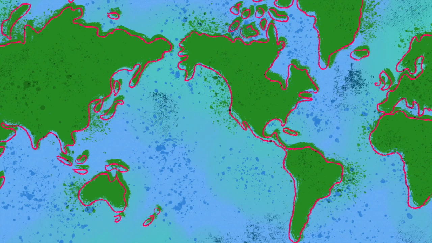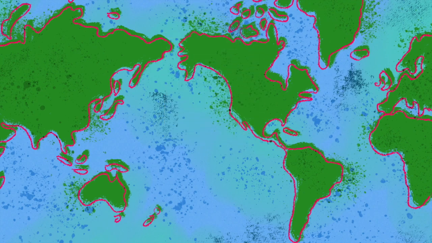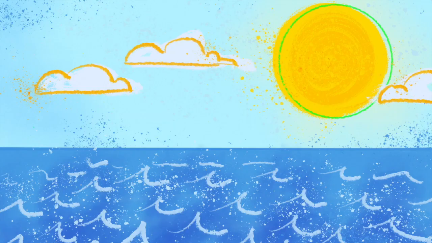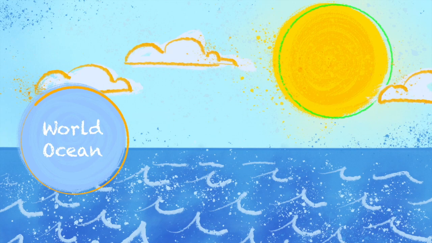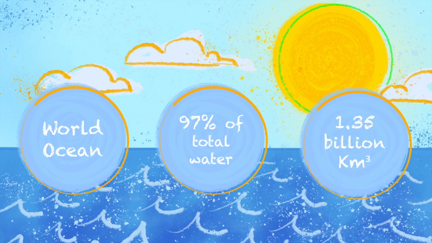Now let's talk about the oceans. The oceans make up an ongoing mass of salt water that surrounds 70% of the surface of the Earth. People generally divide them into four separate oceans: the Pacific, Atlantic, Indian, and Arctic Oceans. All of the oceans together, also called the World Ocean, hold approximately 97% of Earth's total water supply, which is around 1.35 billion cubic kilometers of water.